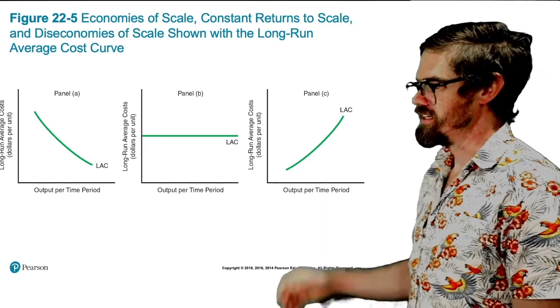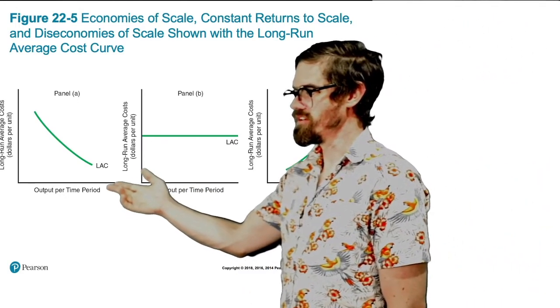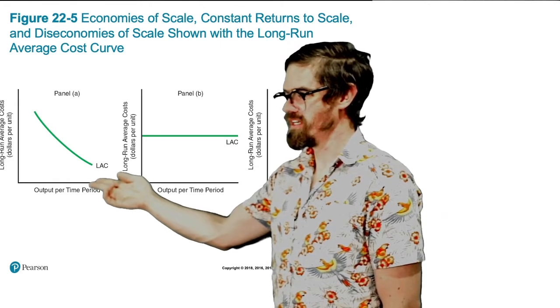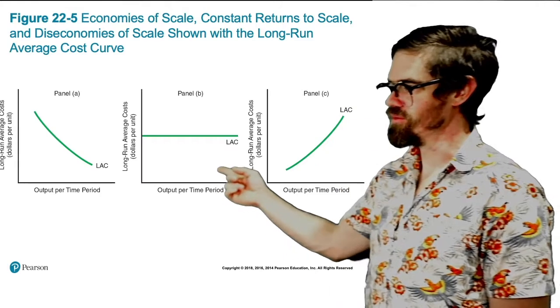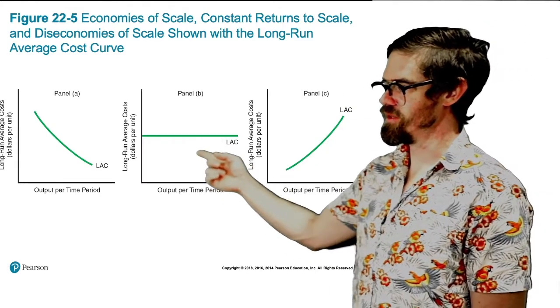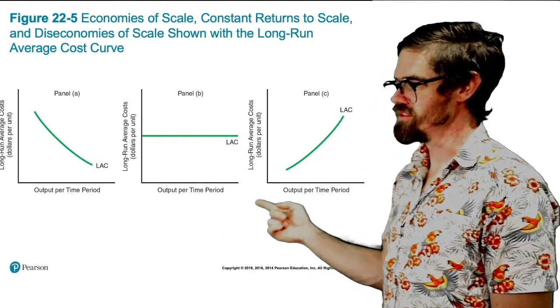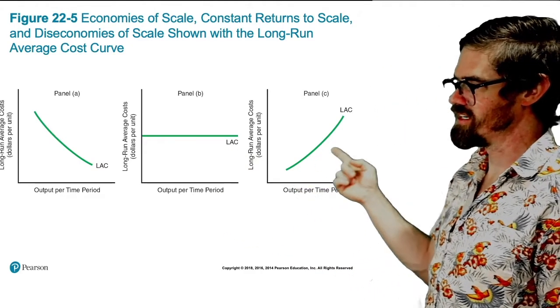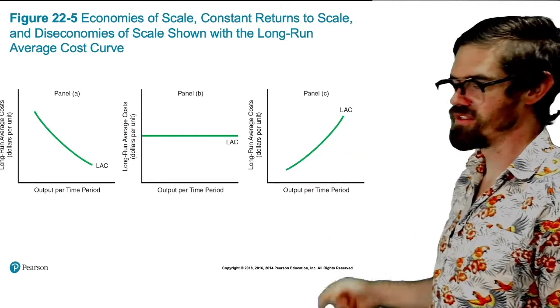Okay, so graphically, again, this is what the different types of scale look like. So here we've got economies of scale, where costs are coming down as output increases. Here we have constant returns to scale, where the cost is staying the same or constant as output increases. And then here we have diseconomies of scale, because things are getting more expensive as the firm increases output.